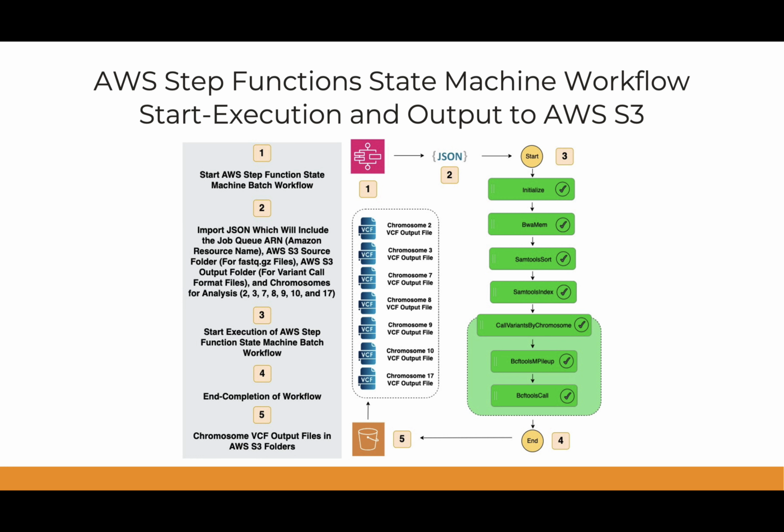Finally, we start the execution of the AWS step function state machine batch workflow. This involves importing a JSON file which includes the job queue Amazon resource name, or ARN, from the previous creating the AWS batch queue step, the AWS S3 source, and output folders, along with the chromosomes of focus for the analysis. At the end of the workflow, the chromosome VCF output files are stored in the referenced AWS S3 output folder.